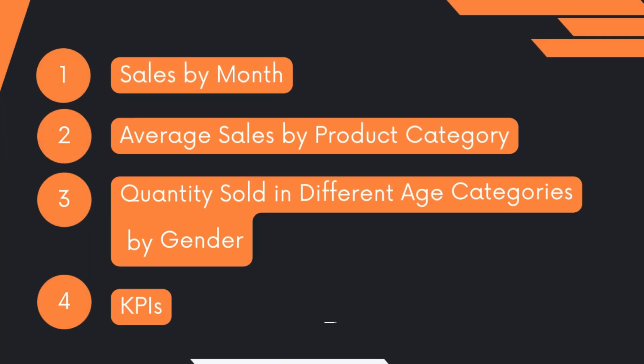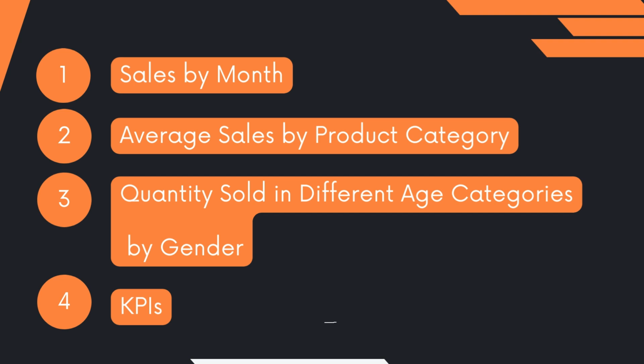In this dashboard we have to create different kinds of visualization. The first one is the total sales by month. So we have to represent our total amount as total sales, and in the next visualization we choose the total average sales by product category. So we have to choose the same total amount as sales and then product category. And in the third visualization we have to choose the quantity sold in different age categories by gender.